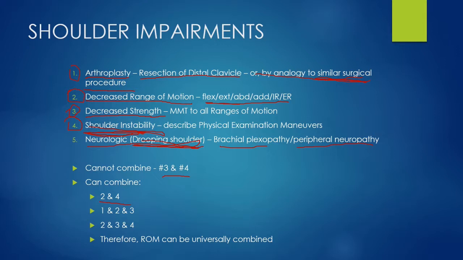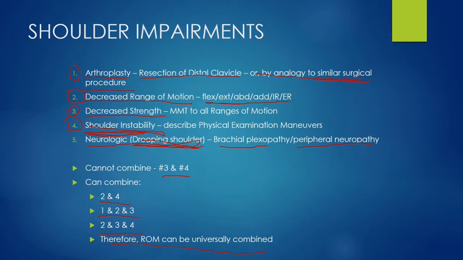We can combine impairments due to arthroplasty, decreased range of motion, and decreased strength. And we can combine impairments due to decreased range of motion, decreased strength, and shoulder instability. And therefore, range of motion can be universally combined with the other impairments and will most likely be involved in all of the impairment ratings for shoulder tendinopathy conditions.